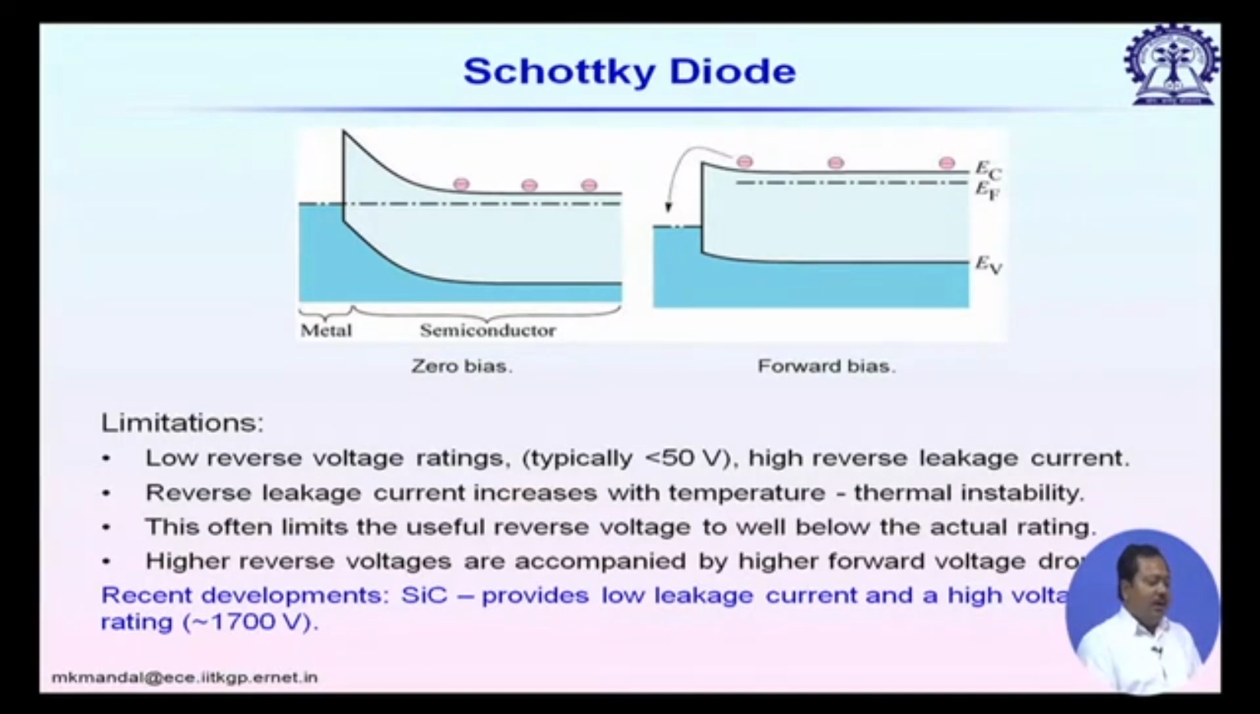Some recent developments, devices based on silicon carbide, provide low leakage current and high voltage rating, typically of the order of 1700 volt. In forward bias condition, when we use this Schottky diode as a switch, it will provide very low resistance, and in reverse bias condition it will provide high resistance, and the metal we consider as anode, and the N type semiconductor we will consider as cathode.